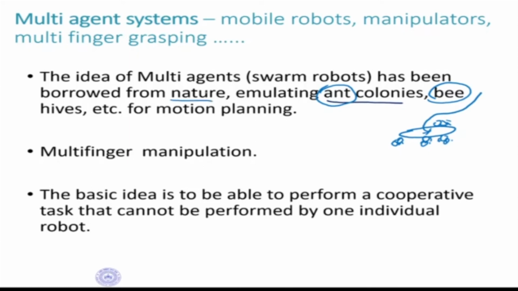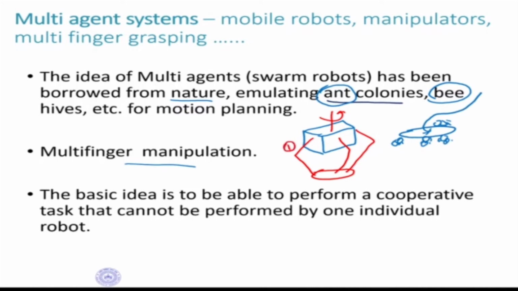Another example is multi-finger manipulation. So we have an object like this. Let's say I have a cube, and the cube is held by multiple fingers. We have a multi-finger hand which is holding this cube, and I want to move this object in a particular orientation. So I basically want to manipulate this object. I'm going to rotate or translate this object in a particular way. So it is like there are multiple robots. Each of these fingers can be looked upon as a robot, a serial arm robot. So this is 2 and that is 3.